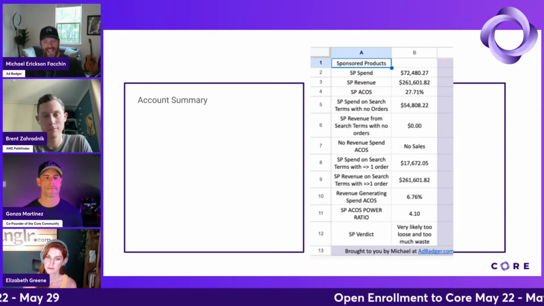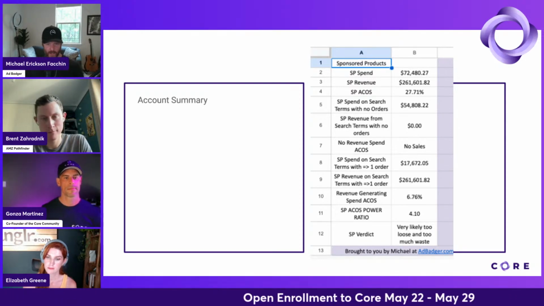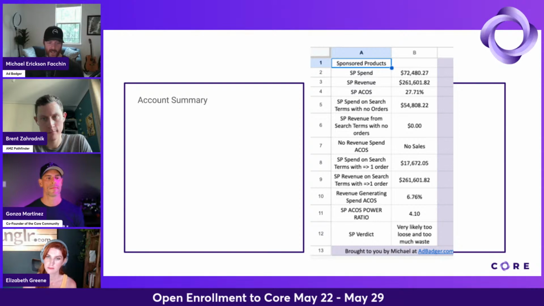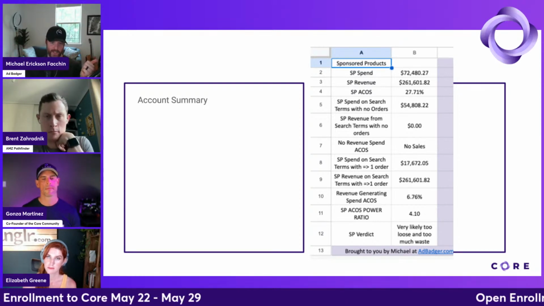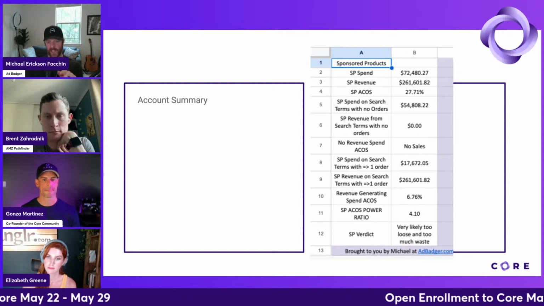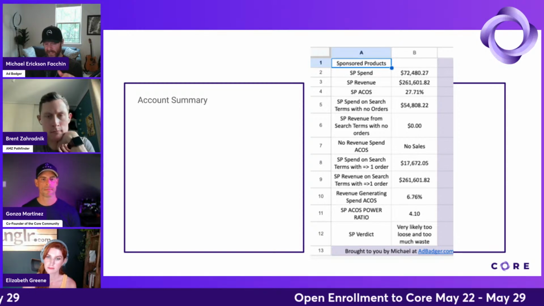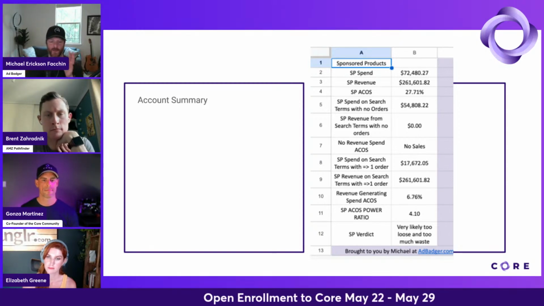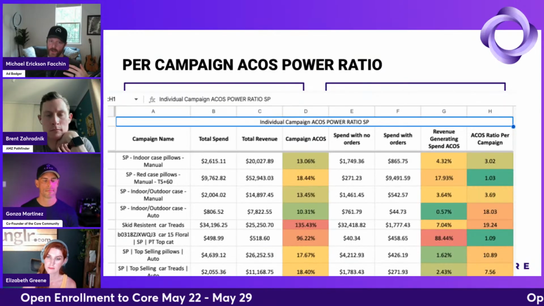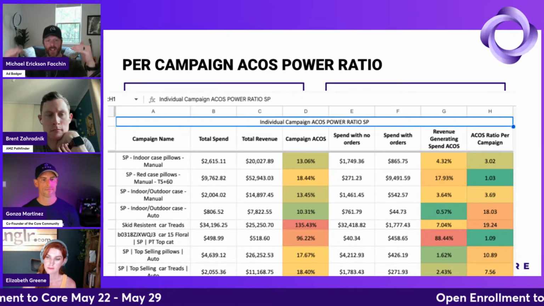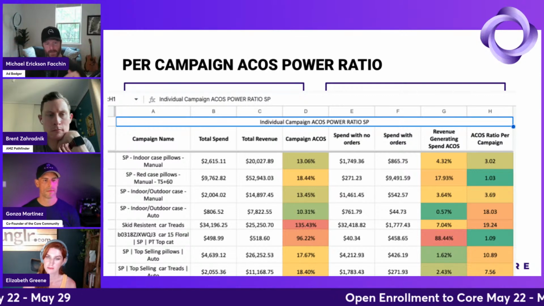If I didn't spend anything on non-converting spend, I'd have an ACOS of 6.7. So it's telling me the difference between my account level ACOS of 27 and my actual ACOS of things that did convert was 6.7. And that's a difference of multiple of 4.1. So it's just a little bit too loose. So then I can jump into my ACOS Power Ratio per campaign.